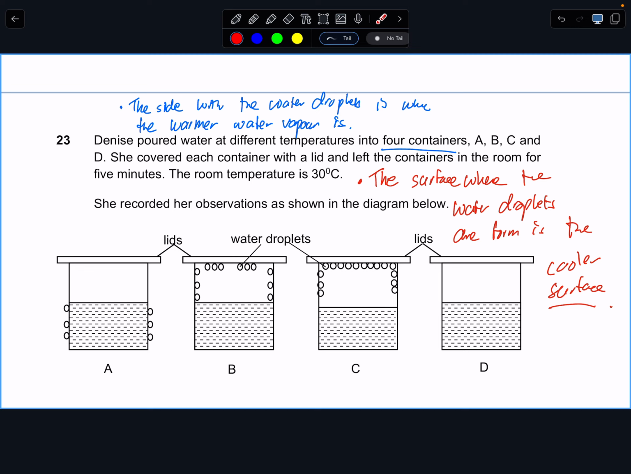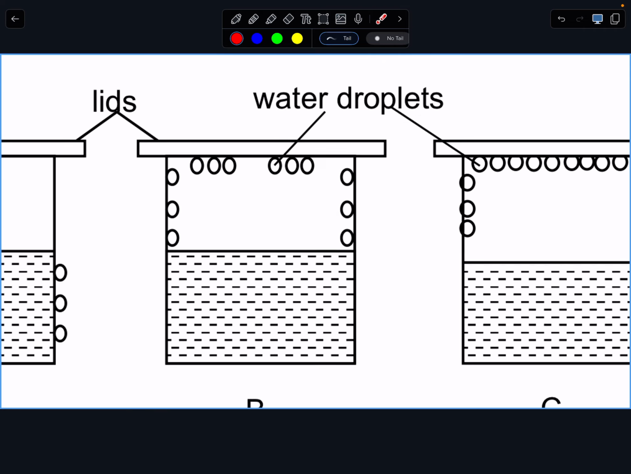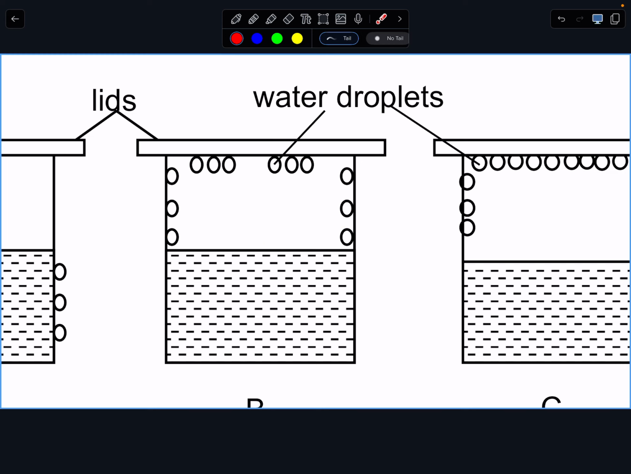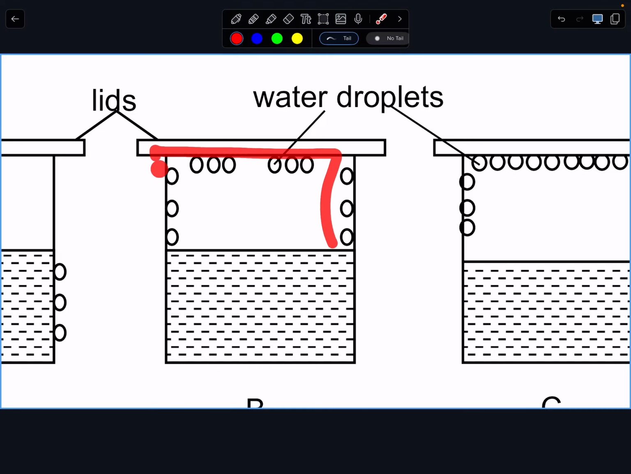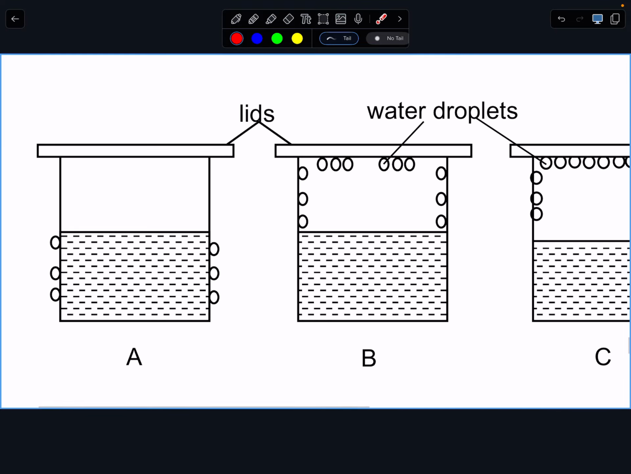For this question, it's a condensation question because you see water droplets. How do you know which area is the warmer area with the warmer water vapor? You look at where the droplets are formed. The site where the droplets are formed is where the warmer water vapor is. So for example, for B, I have water droplets forming on the inside of the container. I will know that the water vapor that is inside the container here is probably warmer than the cooler surface. This one, A, is the warmer water vapor on the outside of the container or inside? Outside or inside?